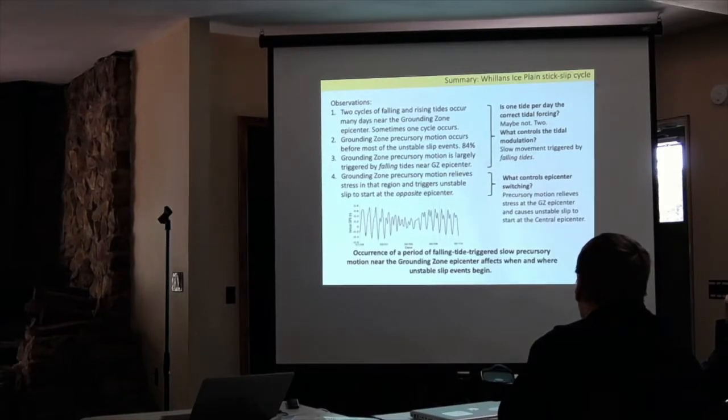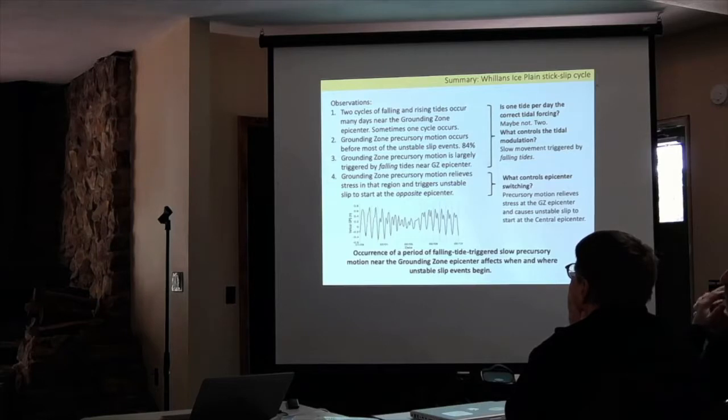So I have hopefully shown you that there are usually, not always, but usually 2 cycles of tides per day at that grounding zone location where unstable slip starts. And that most of the slip events have a little bit of precursory movement at the grounding zone before each one. And that precursory motion is largely triggered by falling tides. And when that happens, it relieves stress at the grounding zone and sends unstable slip to start at the other epicenter.